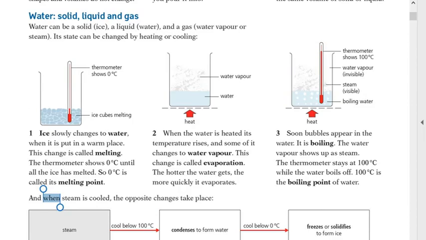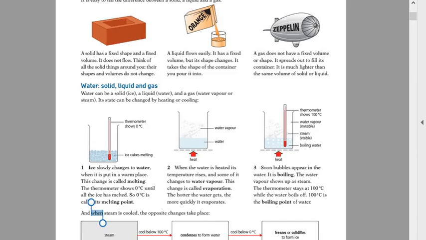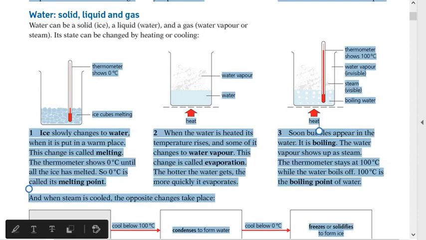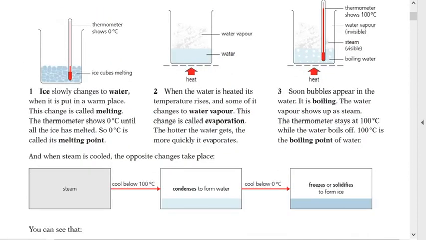Okay, so we have changes of state of matter, where we have, let's see if I can zoom in just a bit, water: solid, liquid, and gas. We know that we have three states of matter: the solid state, the liquid state, and the gaseous state. What we're going to do is use water to show how states of matter change from one state to a different state. So what you have initially is ice, and that ice is at 0 degrees Celsius.